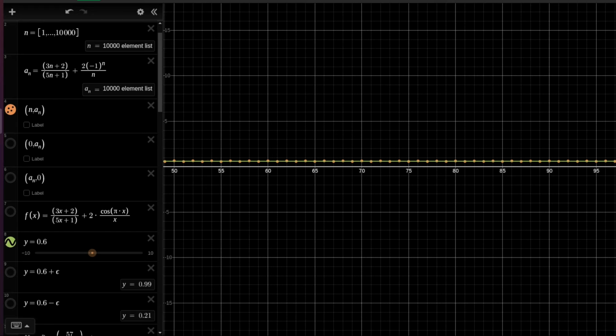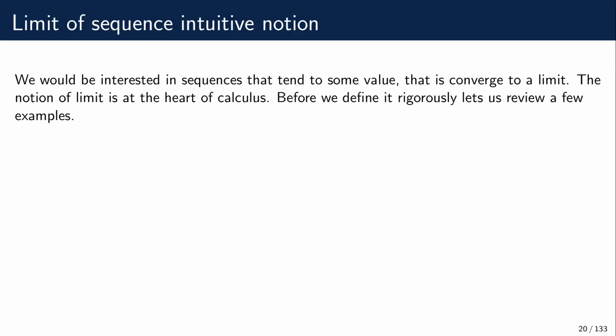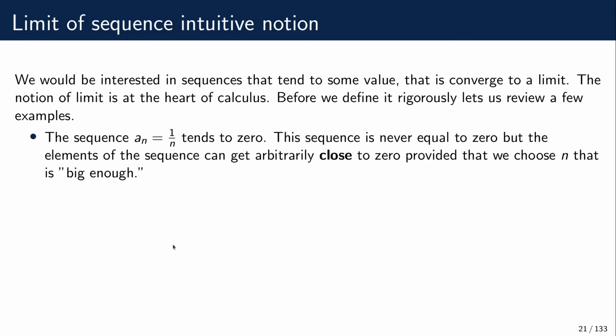So let us go back again to define rigorously what the notion of limit means. As we said, we are interested to see what it means for a sequence to tend to some value or to converge to some limit, as we've seen with the visualized sequence that it approaches the value 0.6, and we would like to see how to rigorously define this. So let's see a few examples. For example, this sequence would tend to 0 or converge to 0. And the reason for this, we can see intuitively what happens: the bigger the value of n, the smaller 1 over n would be.